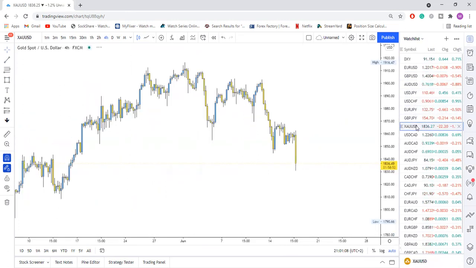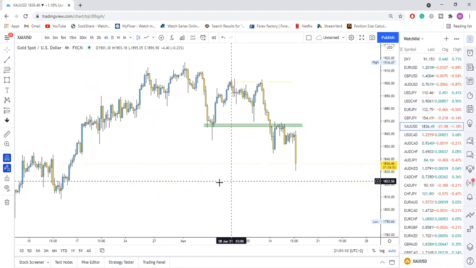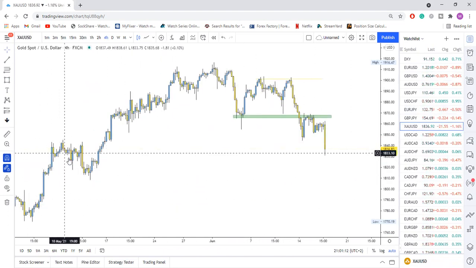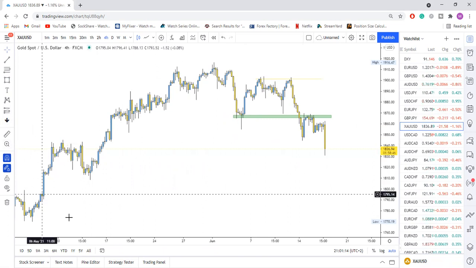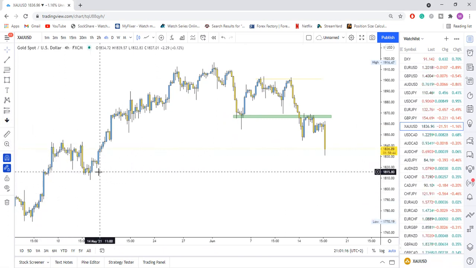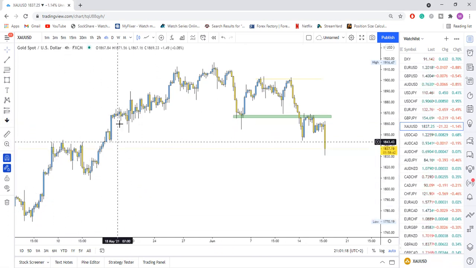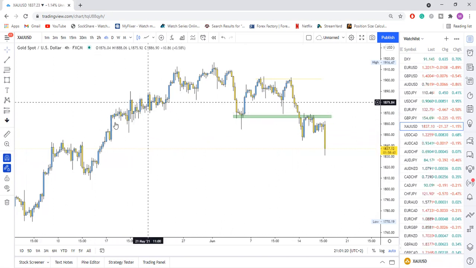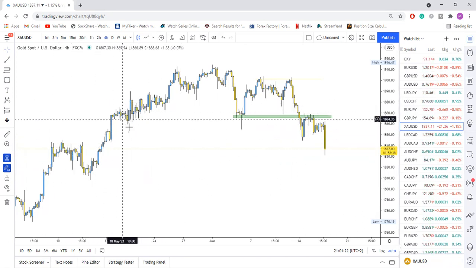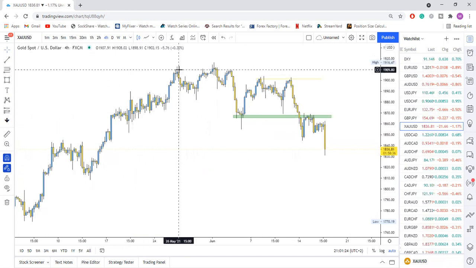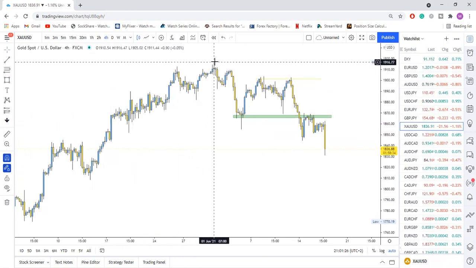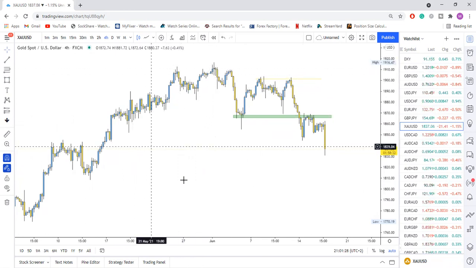Let me check gold. Okay, gold. You can see gold has been moving up, making higher highs and higher lows. A higher low only is a higher low once this area breaks above this. Okay, higher low, higher high, higher low, higher high. So you can see that this higher high.